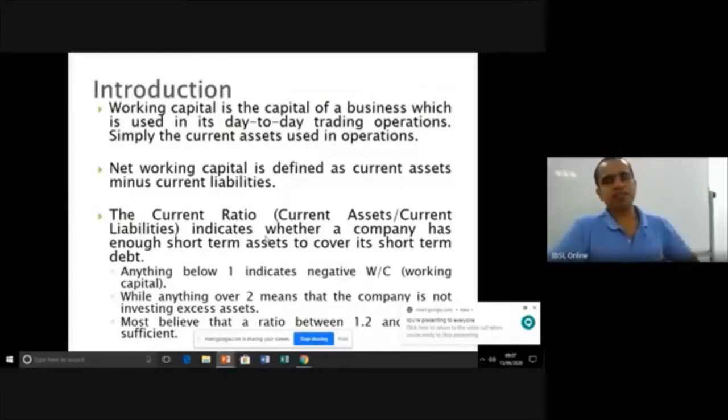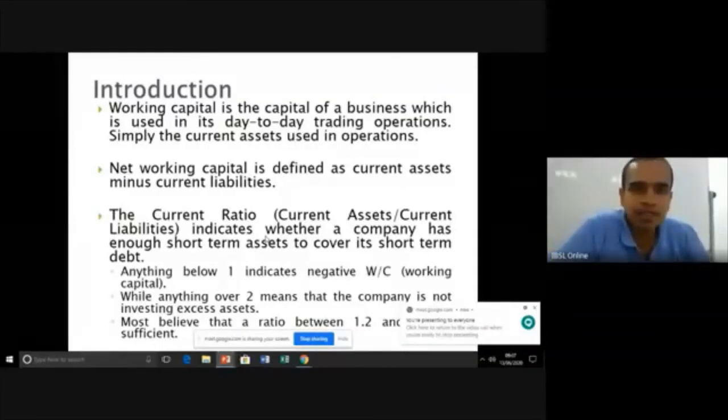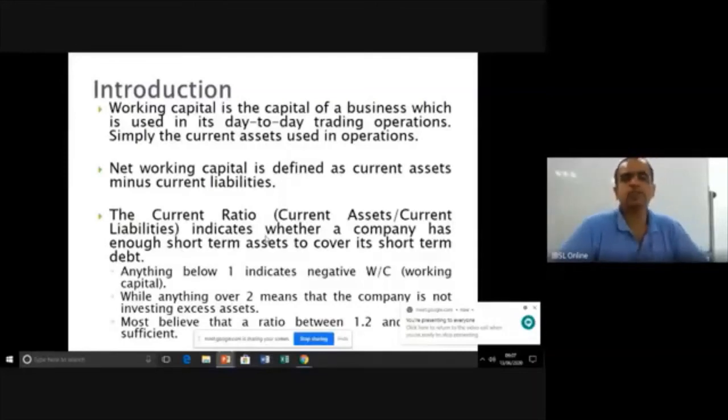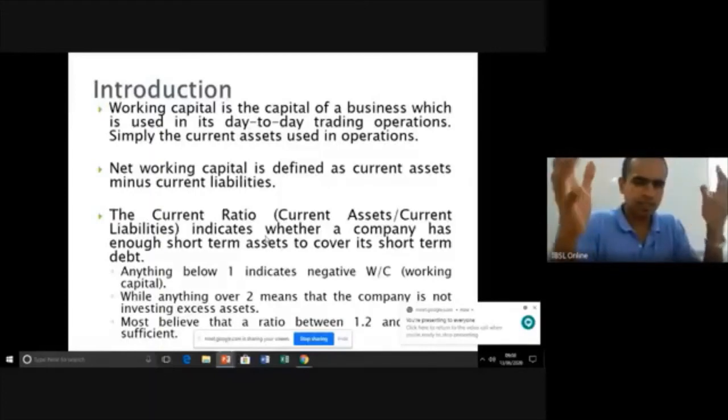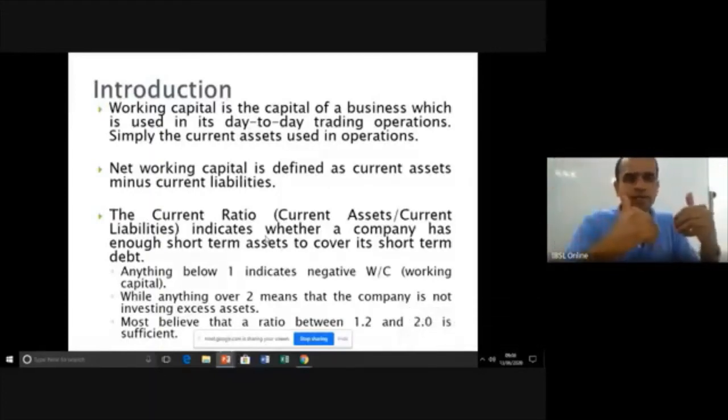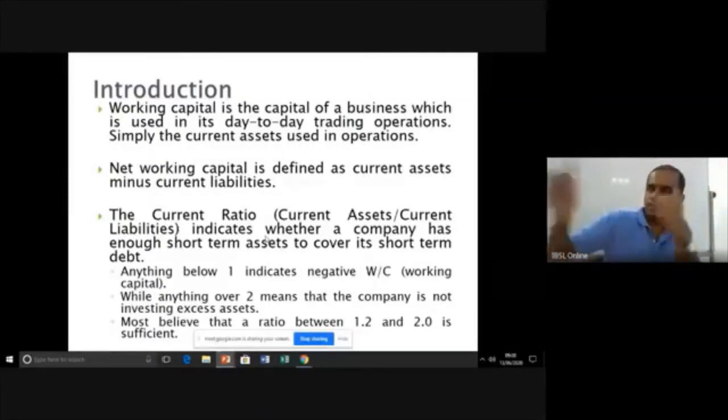Okay, working capital is your current assets minus current liabilities, right? Working capital is the capital of a business which is used in its day-to-day operations. Simply the current assets used in operations. So working capital means the net short-term current assets, that means current assets minus current liabilities. You're looking at your short-term, not the long-term. Because long-term you have equity, but in spite of having equity, you need to have short-term capital also to run the business.